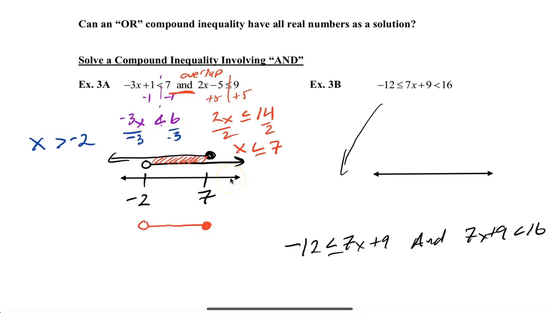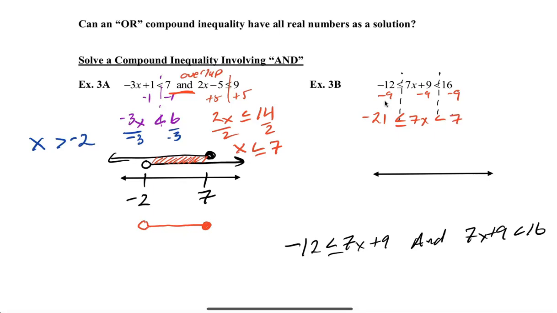If you want a little bit of a shortcut though, when you have it in this form, whatever you do to one side, you can do to all sides. First we want to get rid of this 9, because that's next to the x. Again, we're trying to get the x by itself. So minus 9 here, minus 9 here, and minus 9 here. Negative 12 minus 9, remember they're both negatives, so we get more negative. So we have negative 21 is less than or equal to 7x is less than 16 minus 9, which is 7.